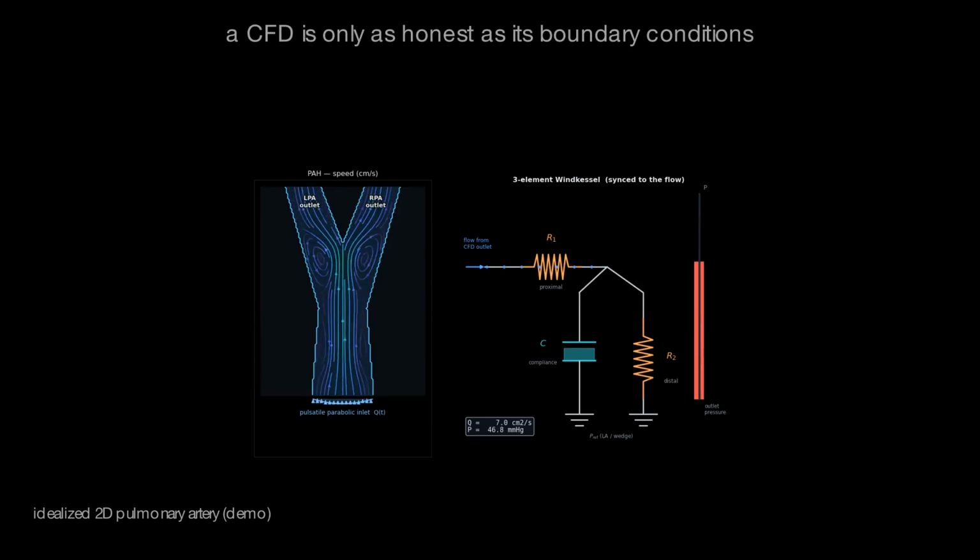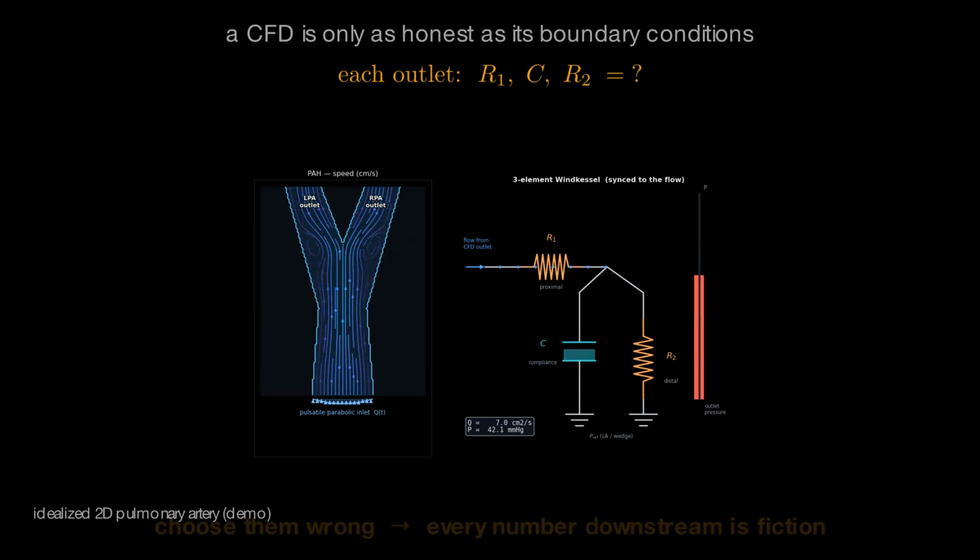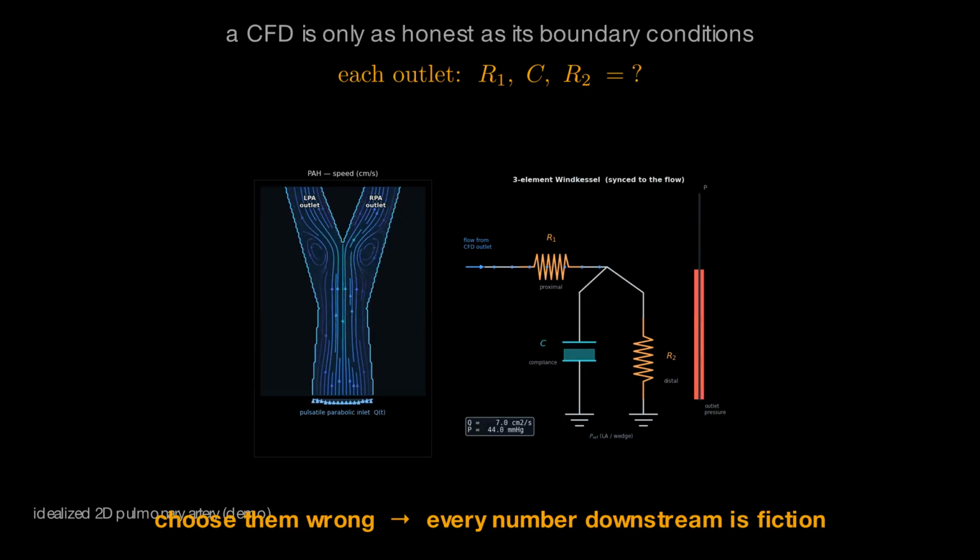Say you've built a CFD model of a patient's pulmonary arteries. You're after the things a scan can never hand you: where the flow claws hardest at the vessel wall, how much energy it burns on the way through, the load it puts on the right ventricle. But a simulation is only as honest as its boundary conditions.